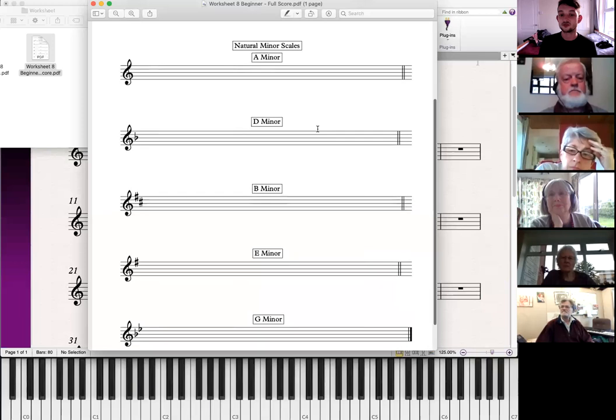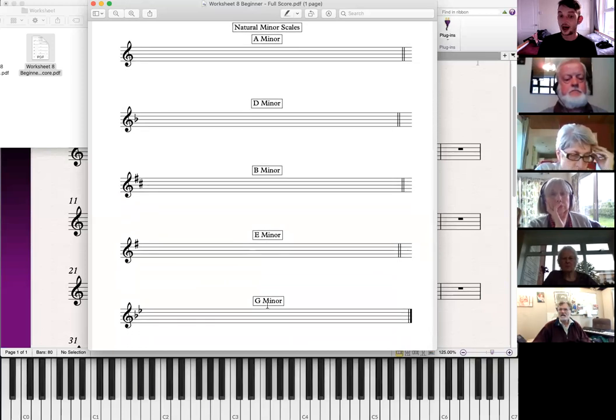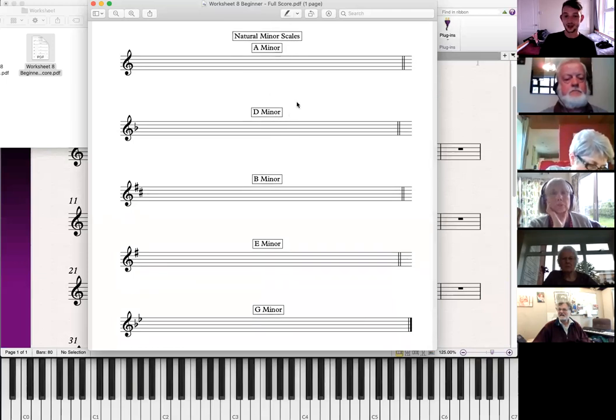Then what I want you to do is write out these natural minor scales. Remember, natural minor scale is the minor scale that comes directly from the major scale, nothing changed. So you've got A minor, D minor, B minor, E minor, and G minor, which is one we've actually just done, and we did D minor as well. You can use your circle of fifths to figure this out, and I've also given you the key signatures as well. I don't know if you noticed there. They are there to help you as well.